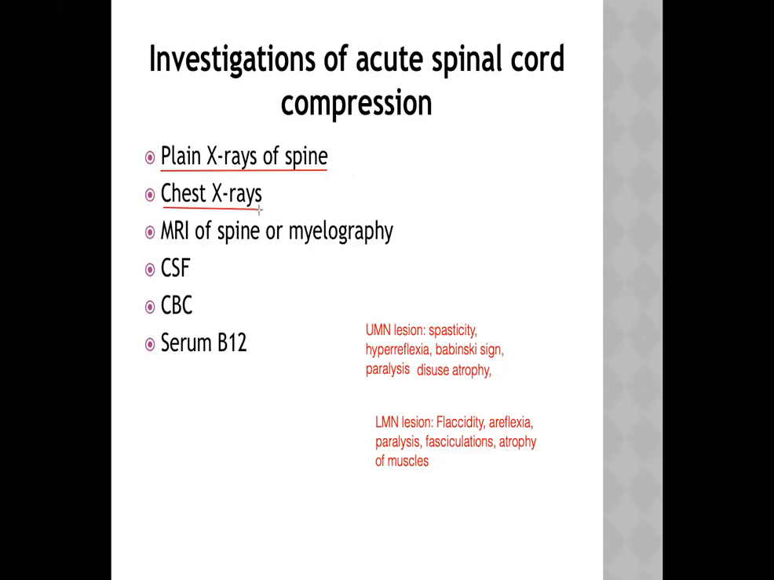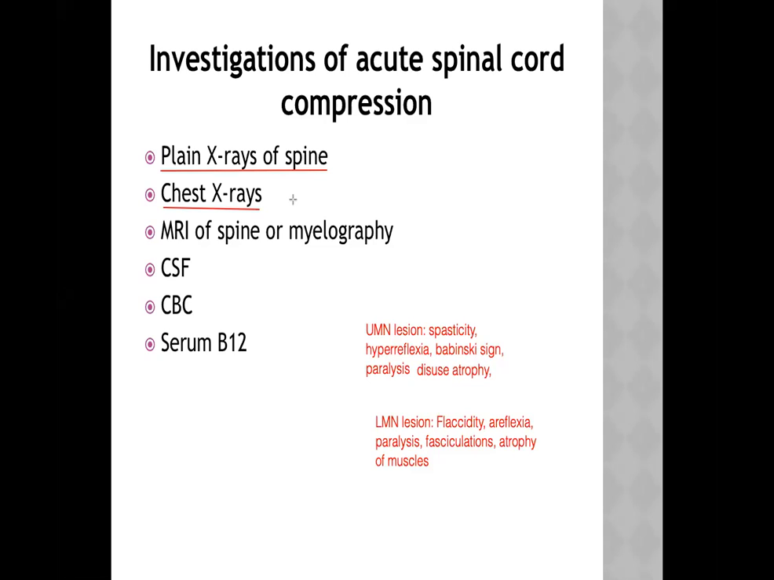Chest X-ray is an important type of investigation here. Can you correlate why chest X-ray is done in this case? Anybody? Why? Tuberculosis, bronchogenic carcinoma. Good. These are the two important points. One is tuberculosis, another is carcinoma. Excellent. Bronchogenic carcinoma is one of the common malignancies which metastasize to the vertebra. So to rule that out, I want to do a chest X-ray.